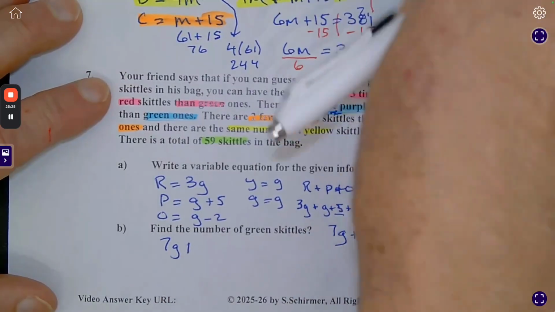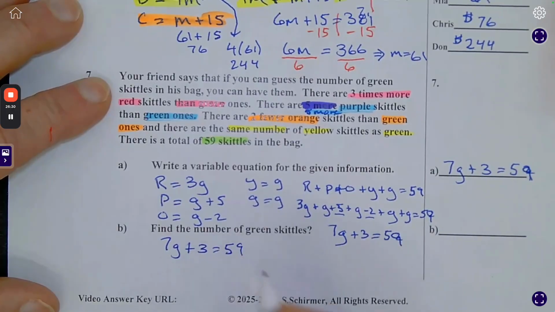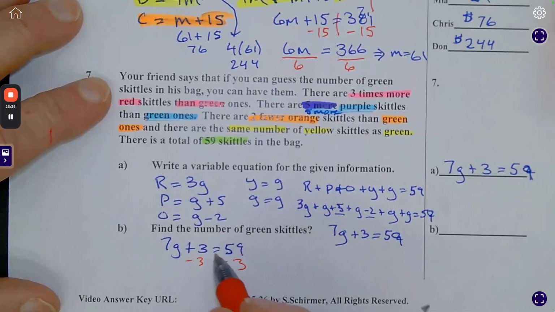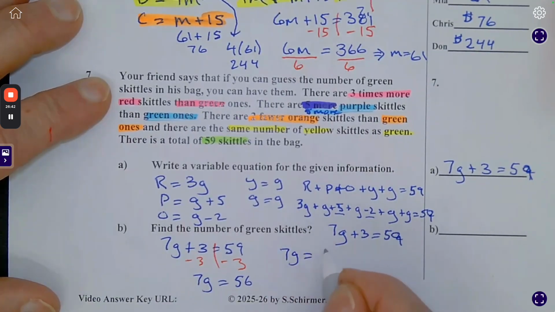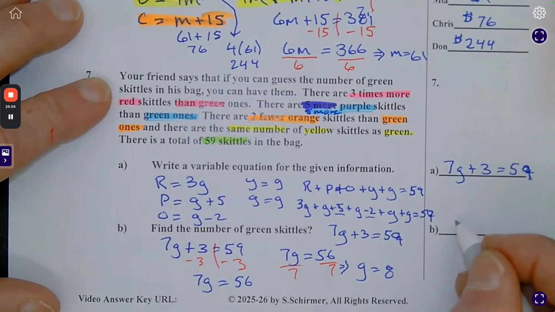7G plus 3 equals 59. All right, inverse operations. Subtract 3, and I get 7G equals 56. Okay, this is getting easier. We're close now. Inverse operation of multiplication is division. So G equals 56 divided by 7. Come on now. 8. That means there's 8 green ones. There's 8 green.